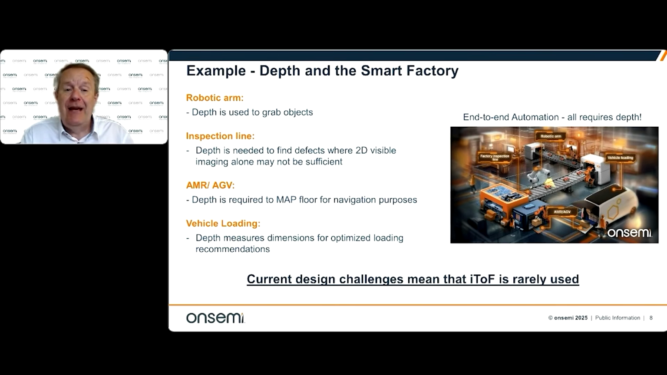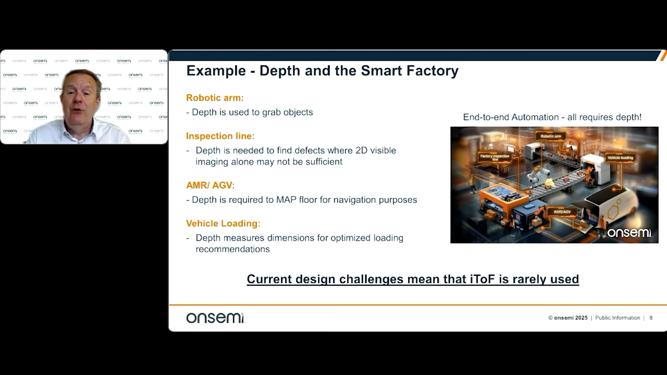On the inspection line, depth is needed to find defects. 2D visible can be used on inspection lines, but 2D visible might not be sufficient for finding that depth and having that depth calculation on the inspection line. And as I mentioned earlier, with the AMRs and AGVs, depth is required for mapping, navigation, collision avoidance, and also for safety as well, because humans are around. So you also make sure there are the safety aspects to that as well.